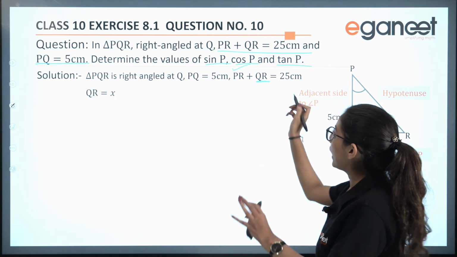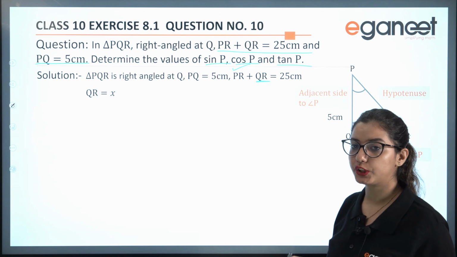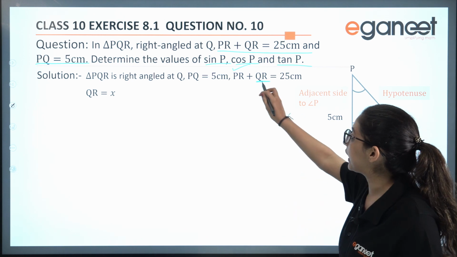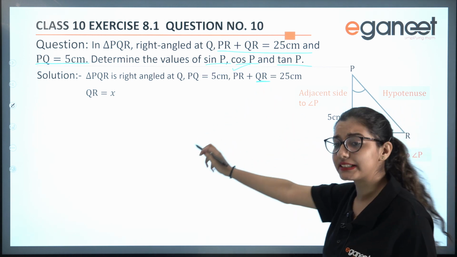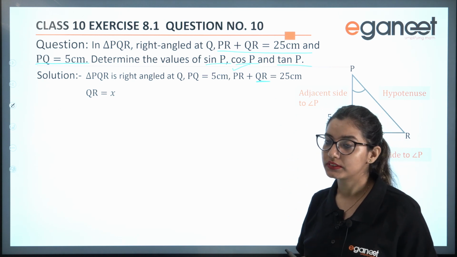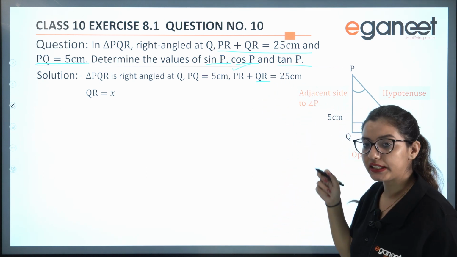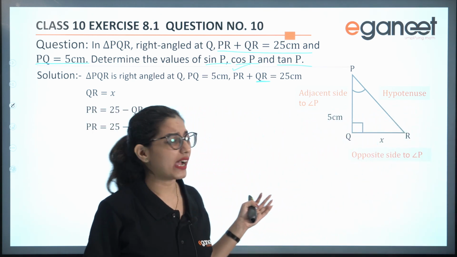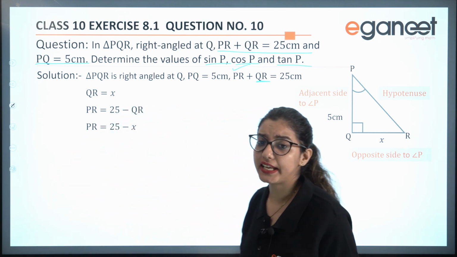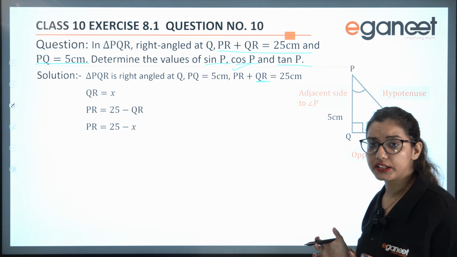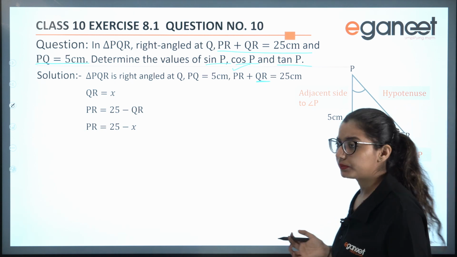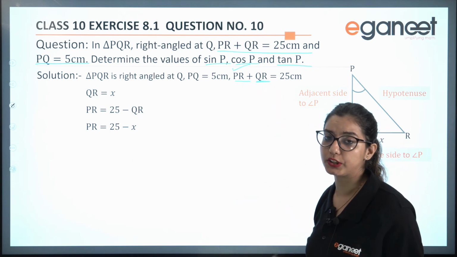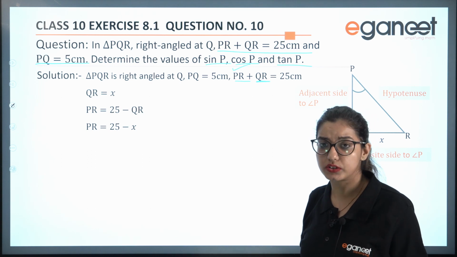Okay. So see, we have this relation between PR and QR, that the sum of these two sides is 25 centimeters. If we consider this QR as x, then what will be PR here? Yes, it will be 25 minus QR, that is 25 minus x, right? So now why have we done this? As there are two unknown things to be found out. Here we need to find PR and QR, but we have the relation, so why not just use it?